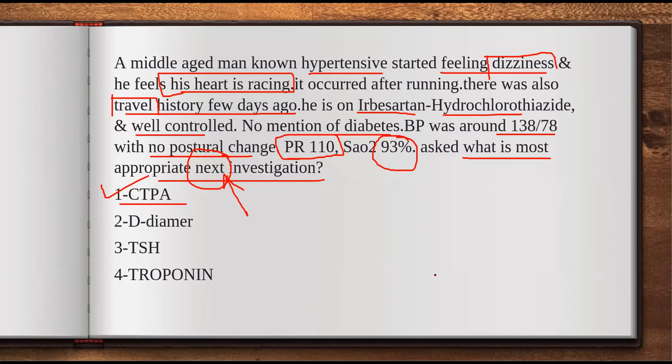We will go for CTPA immediately if we find appropriate history, like a patient having palpitation, that means having tachycardia, and having a recent travel history, that's PE. First of all, rule that out, then think about other things. Obviously PE doesn't come with fever, okay? If it is fever and shortness of breath, then you go for chest X-ray. So it depends on how the patient presents to you.